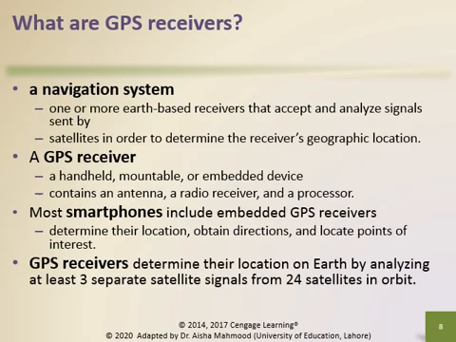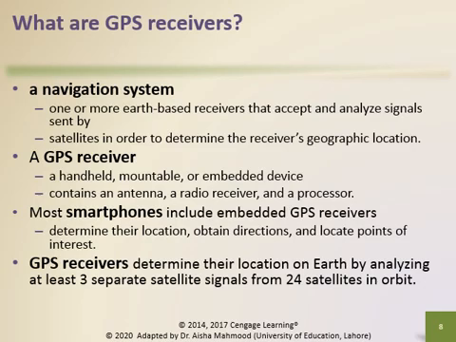Most smartphones include embedded GPS receivers so that users can determine their location, obtain directions, and locate points of interest. If you want to learn about issues related to apps that track your location, please read the Ethics and Issues section 2.2-2 in your book Discovering Computers in chapter number 2.